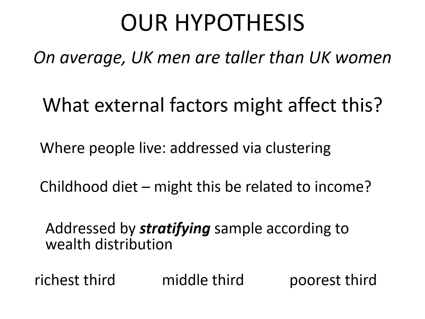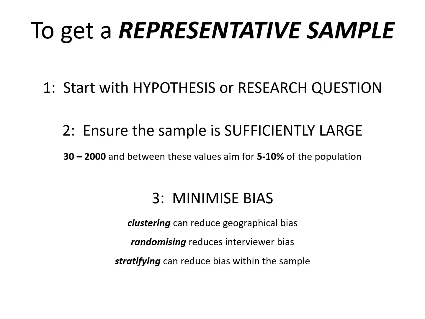So, to sum up, a representative sample starts with a hypothesis, or sometimes a research question. It ensures that the sample is sufficiently large. A good rule of thumb is 5 to 10% of the population you're dealing with, but make sure you've got at least 30 people, and you never really need to go above a couple of thousand. And finally, you need to think of all the different ways bias might emerge in your sample and minimize it.